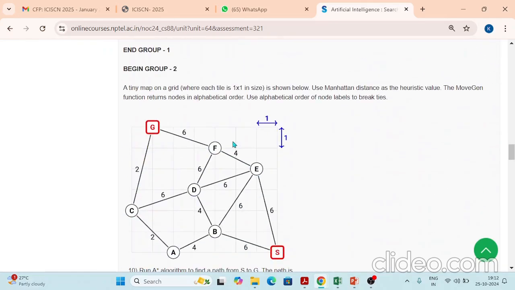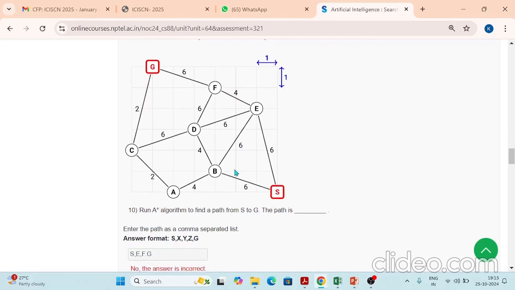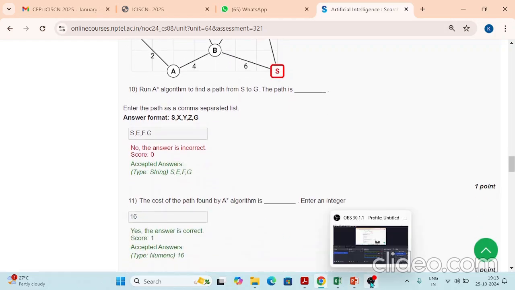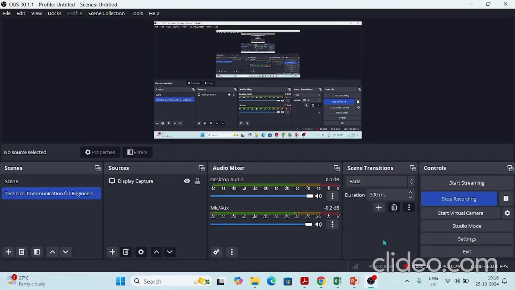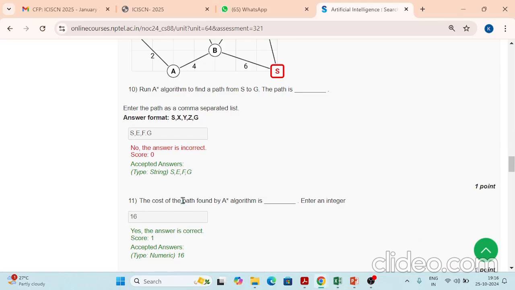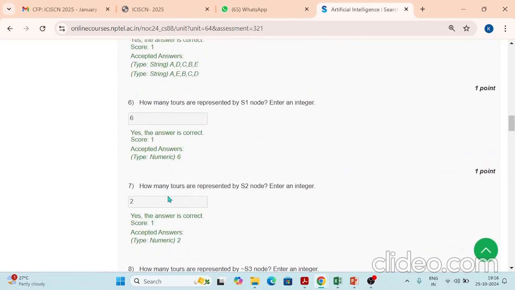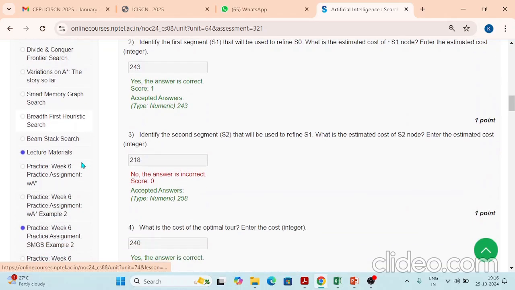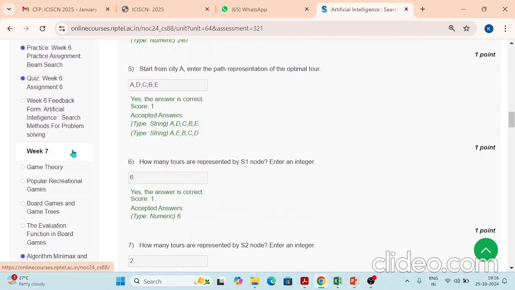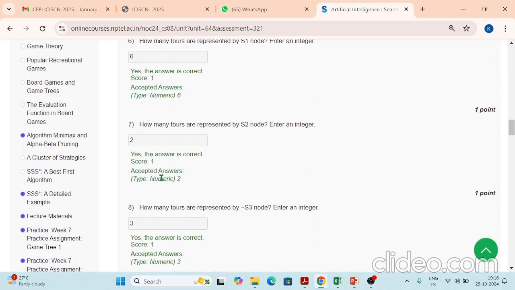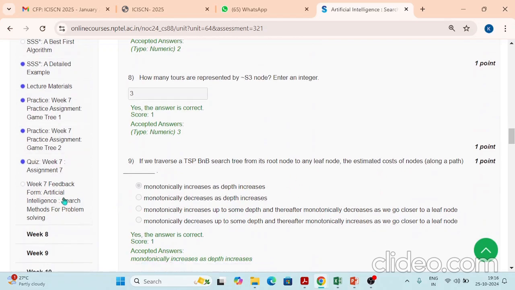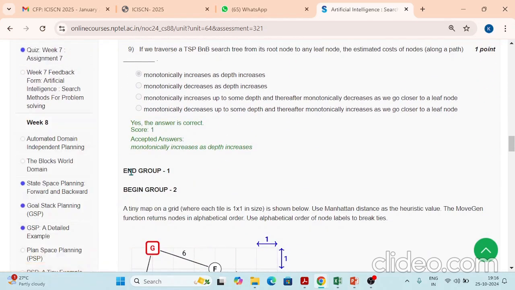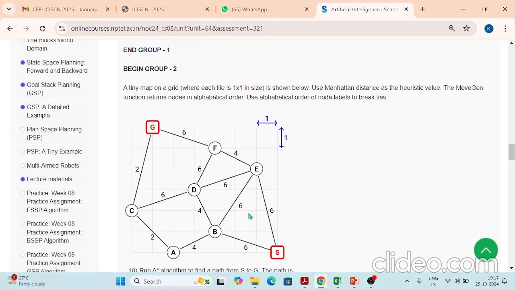Practice the assignment questions, and you will be able to answer. So practice your assignment questions, and all the best for your exam. Sorry for not being able to upload all the weeks. Okay, thank you, all the best.